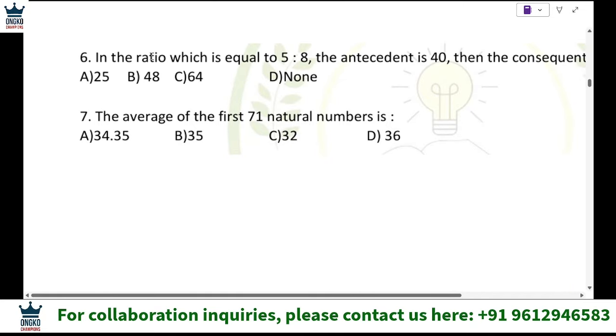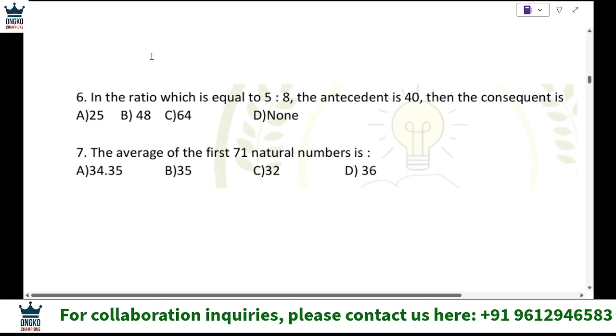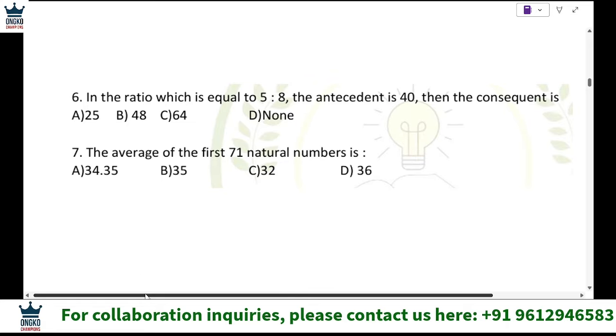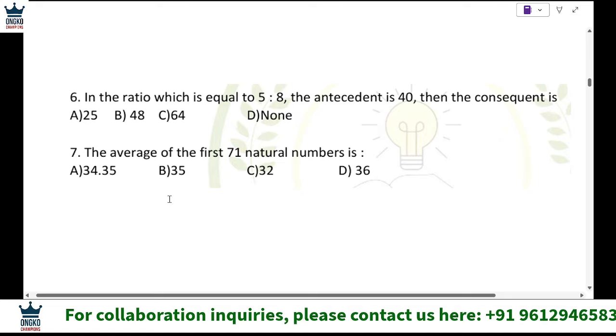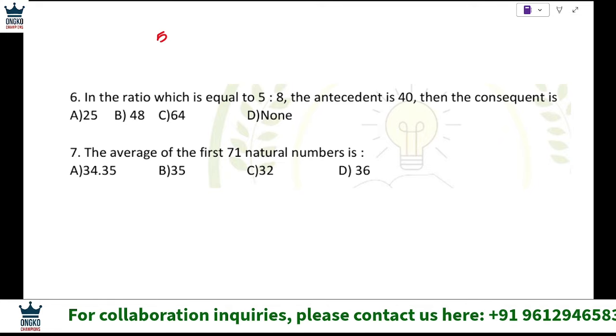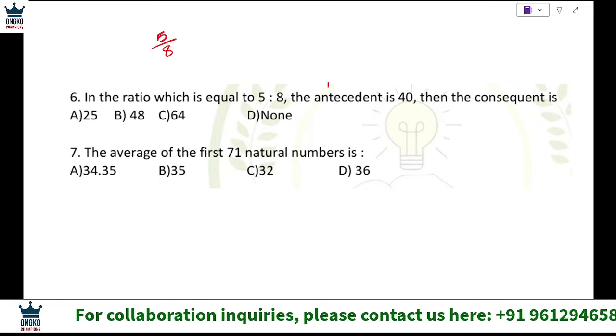Alright. Now regarding this question number 6, it will be ratio based. So here in the ratio, which is equal to 5 is to 8, in every case the antecedent means what? We're talking about the numerator, right?